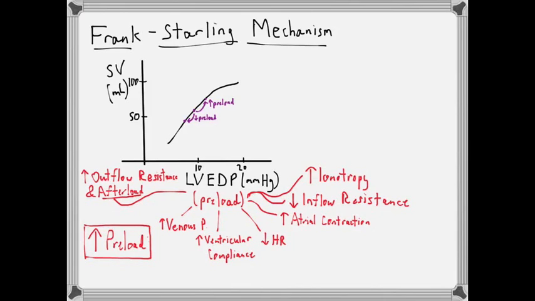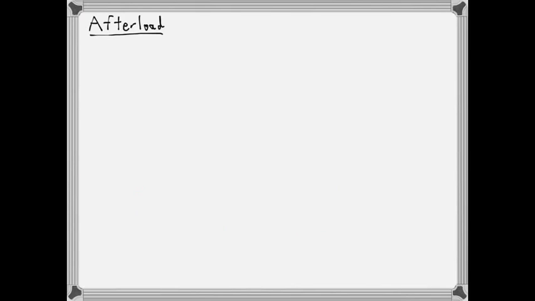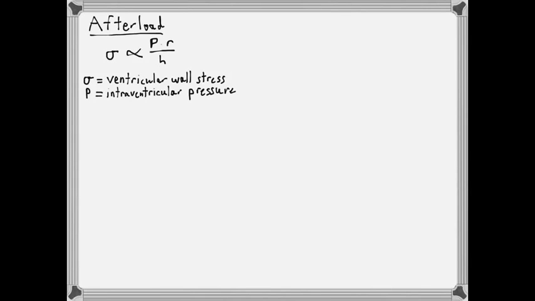We'll continue our discussion with afterload. Afterload is defined as the load against which the heart must contract to eject blood, and it can be estimated using this relationship where the letter sigma represents the ventricular wall stress, and wall stress can be thought of as the average tension that individual muscle fibers within the wall must generate to shorten against the developed intraventricular pressure. That is related to the letter P, which is intraventricular pressure, R is the ventricular radius, and H is the wall thickness. This relationship is known as Laplace's law.